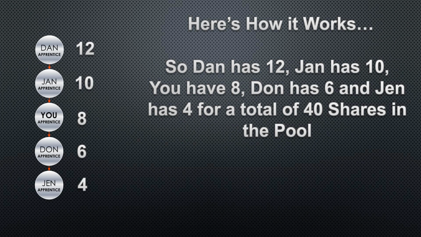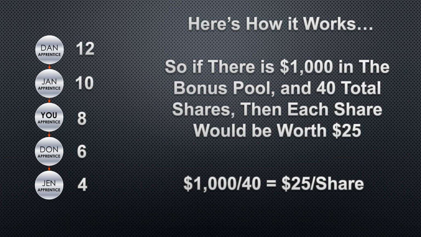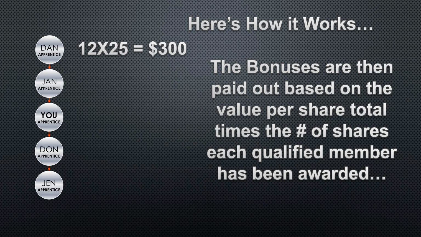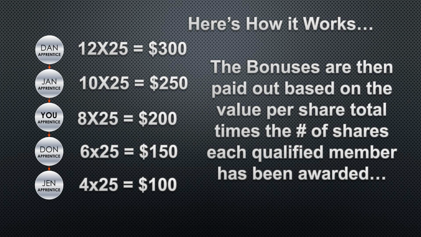So Dan has 12, Jan has 10, you have 8, Don has 6, and Jen has 4. There's 40 total shares in the bonus pool. Now let's say that we have the revenues come in and we put $1,000 in this bonus pool. Well, $1,000 divided by 40 shares is $25 per share. So in that scenario, the bonus would be paid out $300 to Dan, $250 to Jan, $200 to you, $150 to Don, and even Jen, being the last person to join, never referring a single person, would end up with a $100 bonus check if that's how the bonuses worked out.